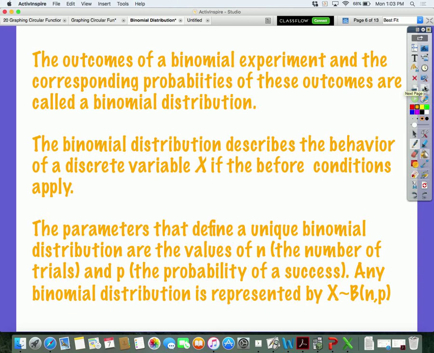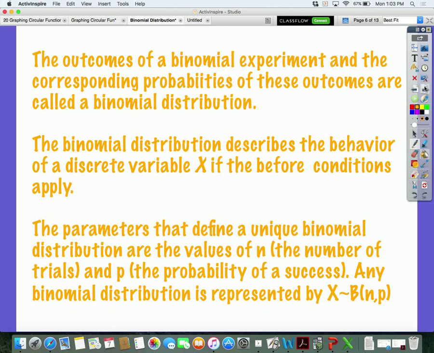The outcome of a binomial experiment and the corresponding probabilities of these outcomes are called a binomial distribution. The binomial distribution describes the behavior of a discrete variable X if the four conditions apply: a fixed number of trials, two outcomes, the same probability throughout, and independence of each other. A discrete random variable is something that can be counted, such as flipping a coin, rolling a die, or grades in a class on a test. All those things are discrete. It would not work for height, weight, mass, or time.